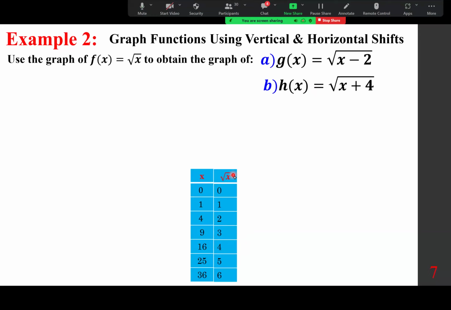Okay. Now, if we want to go with this one, square root of x minus 2, if I want to get to the same answer here, I have to choose 2. If I choose 2, I get to the same y coordinate.